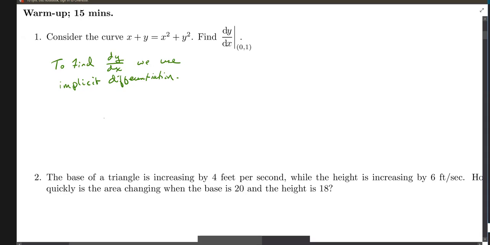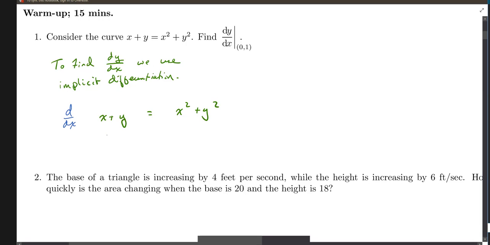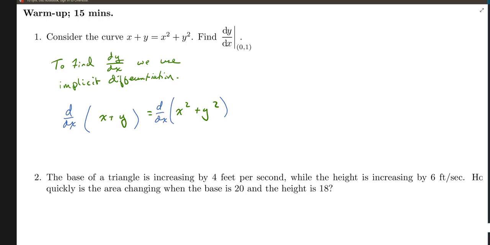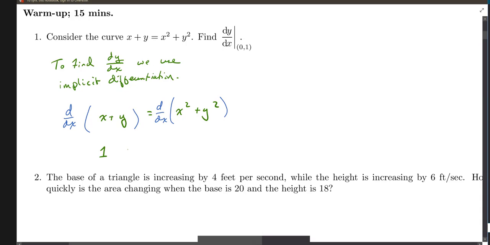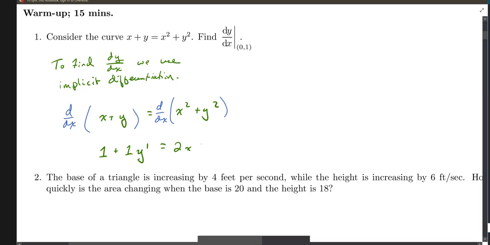Well, we take our function, x plus y, or our equation, excuse me. And again, we're thinking of y as an implicit function of x, and we just take d dx of both sides. Okay. So when we do so, we're going to get 1 plus, I'll go ahead and write 1y prime just to emphasize how these really are the same step, but normally we just write y prime there. And on the right-hand side, we'd have 2x plus 2y y prime.